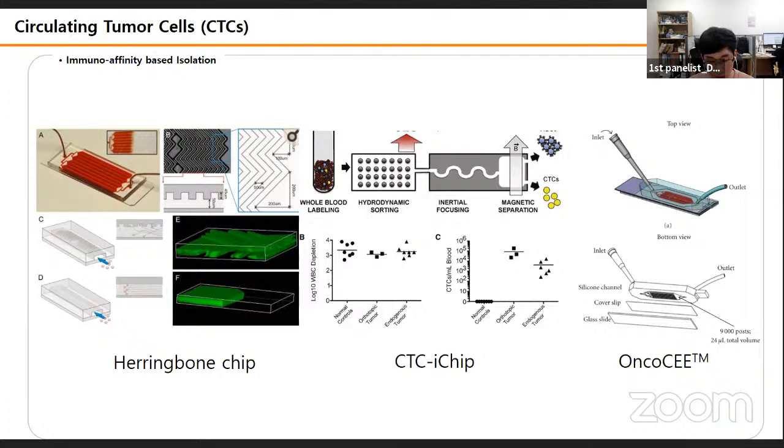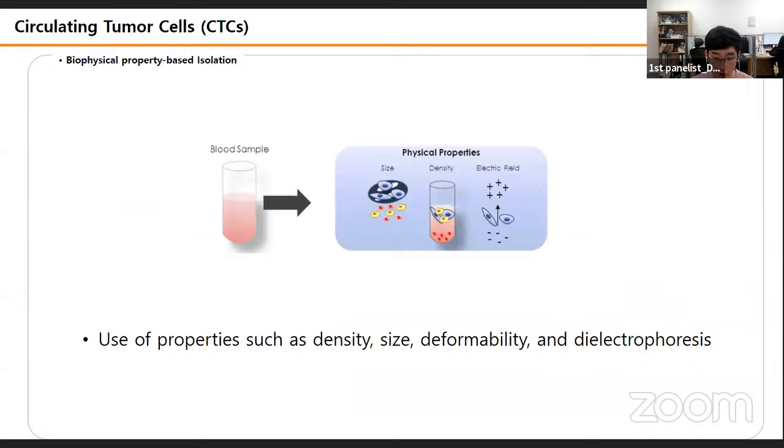Examples of immunoaffinity-based isolation microfluidic devices are herringbone chip, CTC-iChip, and OncoCEE chips. These are exemplary devices that are used to separate CTCs based on immunoaffinity. Another representative example of separating CTCs is the use of biophysical property-based isolation. CTCs have their own density, size, deformability, and dielectrophoretic properties, and many researchers have conducted studies to separate CTCs based on these specific properties from patient blood samples.